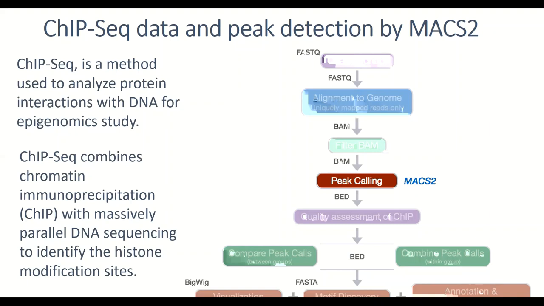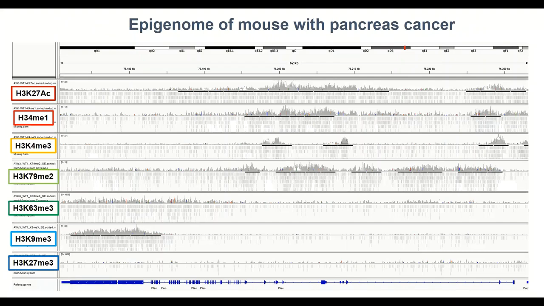I'll skip the explanation of how we performed the analysis and show you some results we have. This is data from a mouse with pancreatic cancer, and we generated data for multiple different histone markers. Okay, and here's the peak. See here, the peak is where histone modification occurs. In this example, for this specific location, multiple markers were detected at this location. Okay.